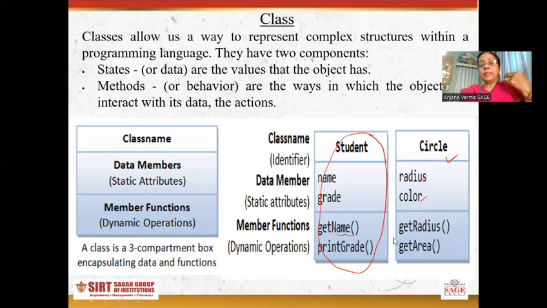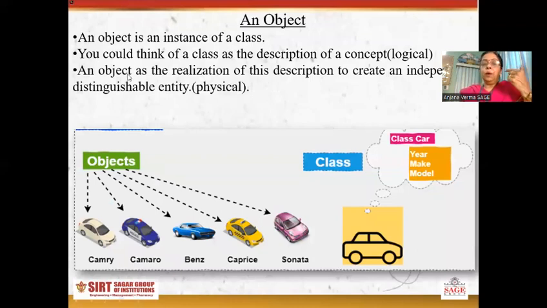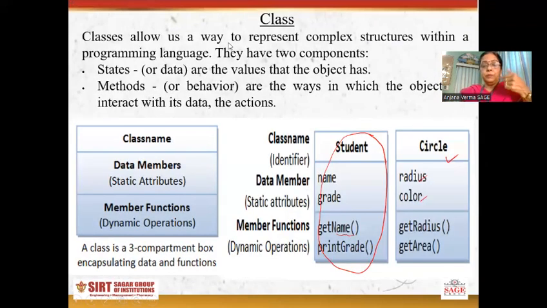Now, what is an object? An object is an instance of a class. In the previous slide, student is a class. Now, what is the object of a student? Every student of the class is an object of student. Reena is an object of this class. Seema is an object of this class. Aftab is also an object of this class.